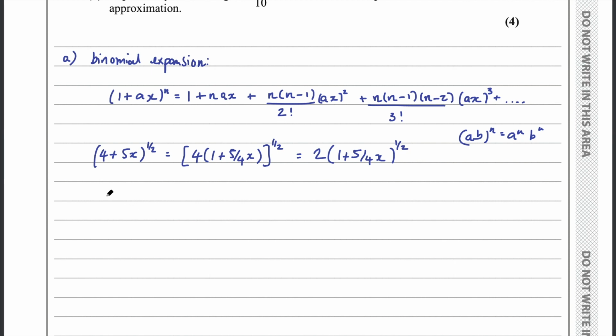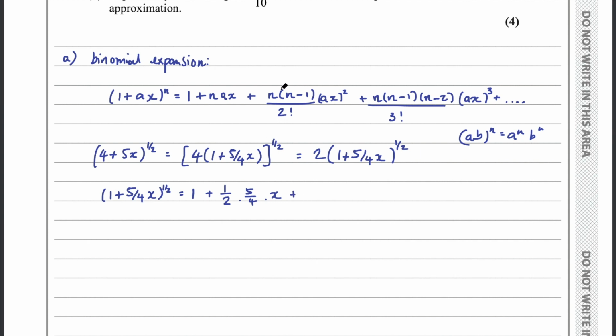So we can say that 1 plus 5 on 4x to the power of a half equals, and then we input these values into this expression here. So we start off with 1, and then we've got nax. So n is a half, multiplied by a, which is 5 on 4, multiplied by x. So far so good.